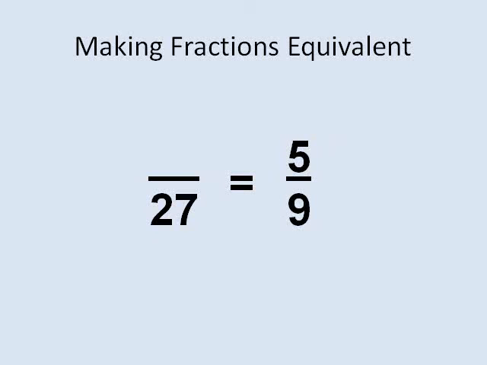This is number 6. We are looking for the missing numerator in the first fraction. Match up the two denominators going from smallest to largest. What times 9 equals 27? 9 times 3 equals 27. The denominator was multiplied by 3, and now we must multiply the numerator by 3. 5 times 3 equals 15. 15/27 is equivalent to 5/9.